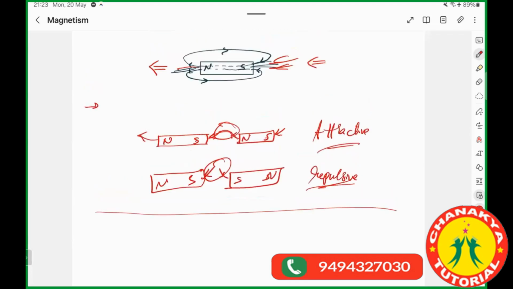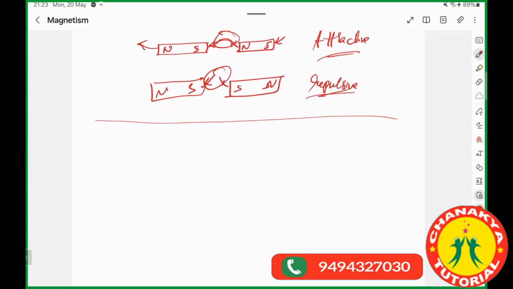So likewise, as I said, north-south will have attractive force because of the direction of the magnetic field lines. Okay, so let's go for the next thing.